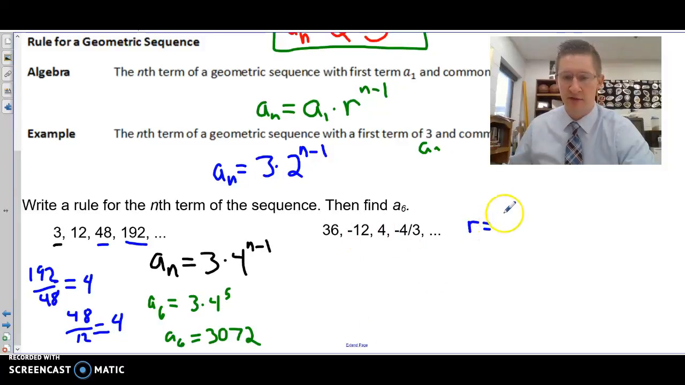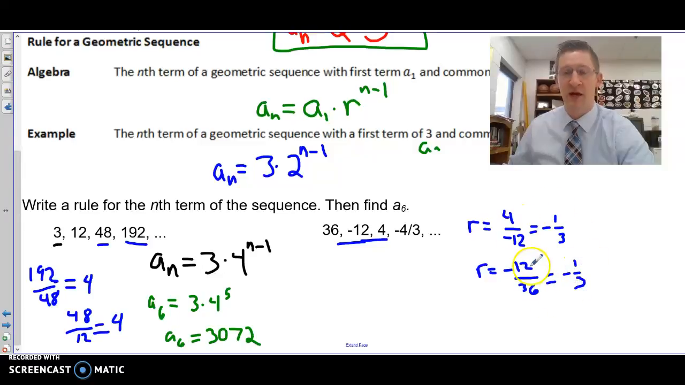Well, let's take a couple of these and divide them. What is 4 divided by negative 12? Right here. So what's the common ratio here? Well, 4 divided by negative 12, that's negative 1/3. What if I were to also do the same thing with negative 12 and 36? What's negative 12 divided by 36? Look at that. Once again, that simplifies down to negative 1/3. So negative 1/3 must be my common ratio.